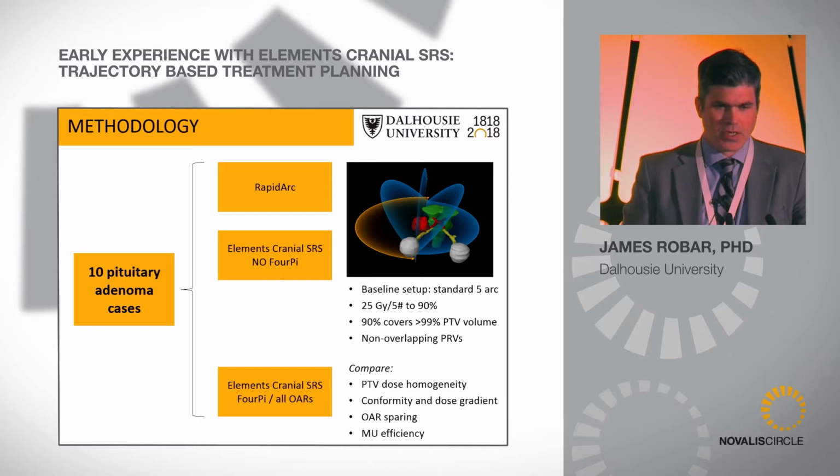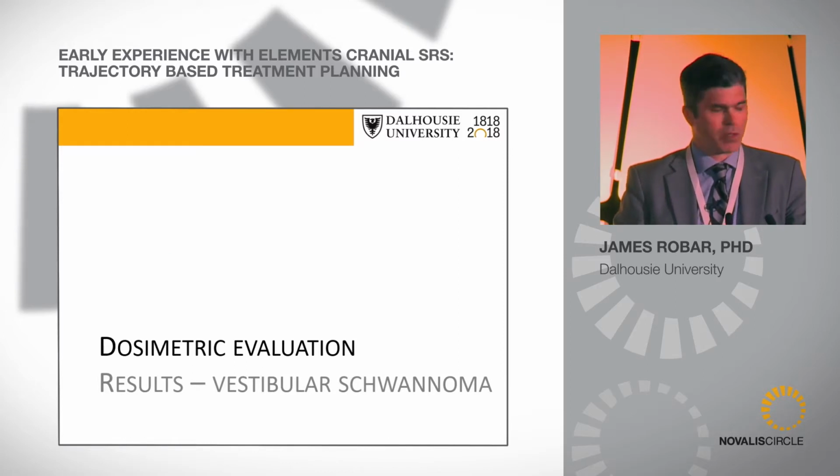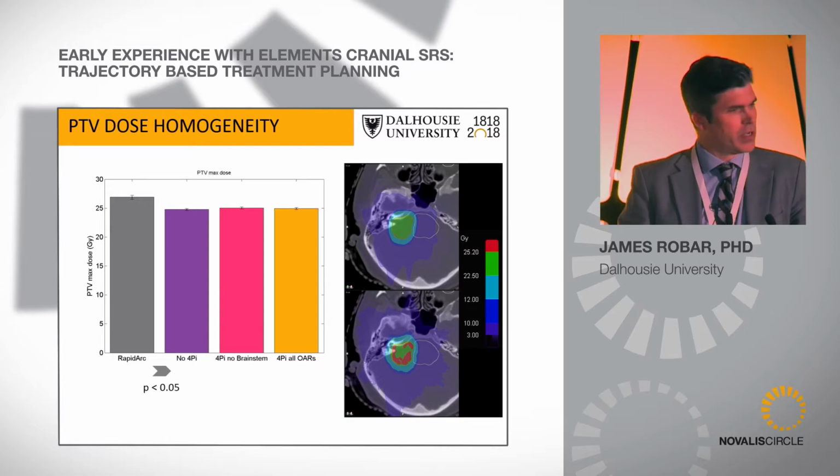So some results. We see a comparison here between RapidArc and the 4 cases. The little chevron at the bottom indicates where a P was less than 0.05 based on a Wilcoxon rank test. We see a little bit better dose homogeneity with Elements. But I do want to emphasize that the point here wasn't really a rigorous comparison with RapidArc. It's actually very difficult to compare 2 planning systems because of the many variables involved and different ways of specifying dose volume objectives.